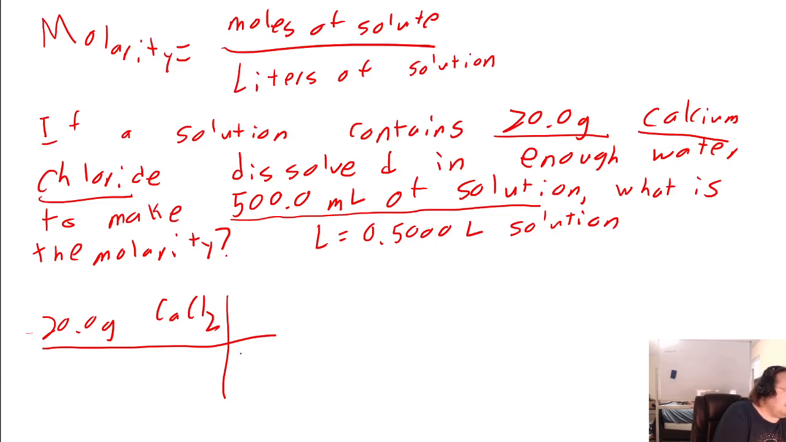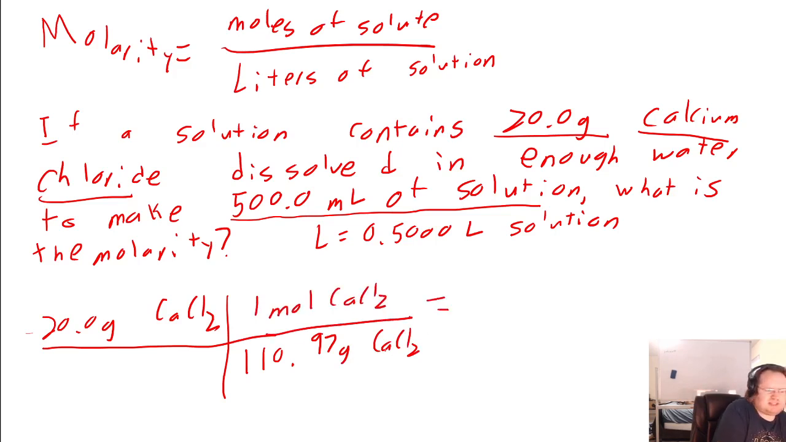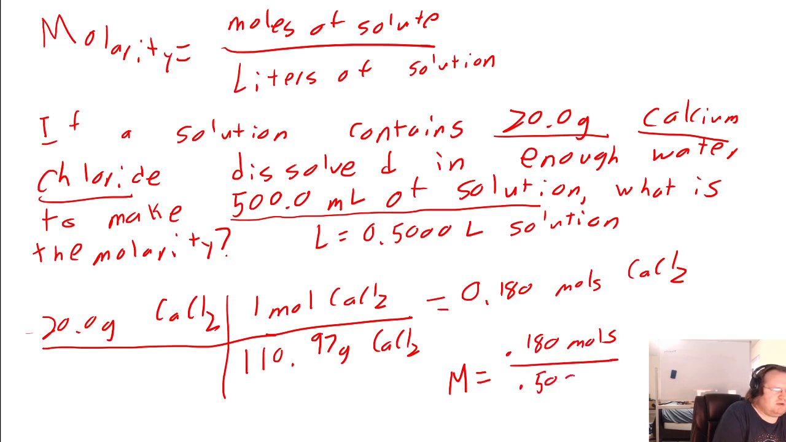So now, we got our 20 grams. So if we get our molar mass, if we check our periodic table, we're going to get that this has a molar mass of 110.97 grams of calcium chloride is 1 mole of calcium chloride. So if we do the math there and the grams cancel and we're just left with moles, we get 0.180 moles of calcium chloride. To finish, for our molarity, we just need to plug in moles over liters, moles of solute over liters of solution. So we have 0.180 moles, and we have 0.5000 liters. When we do the math for that, we're going to get 0.360 molar. Remember, we use the capital M, stands for moles over liters.